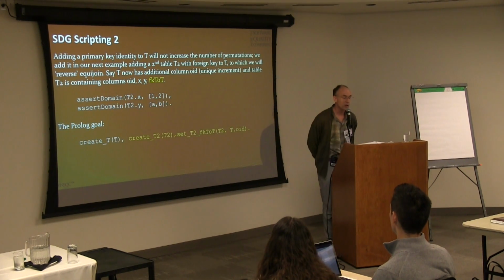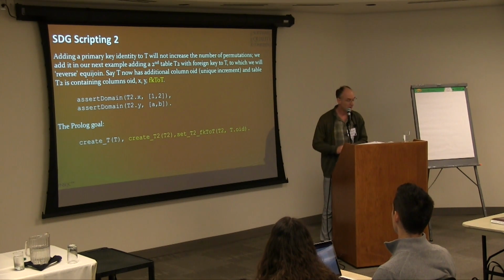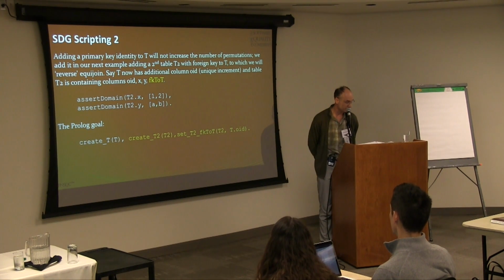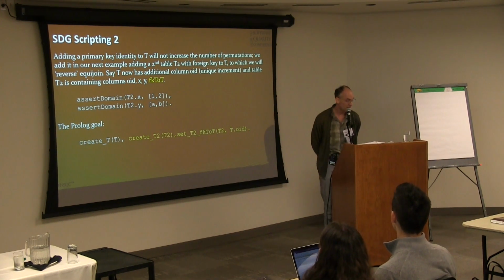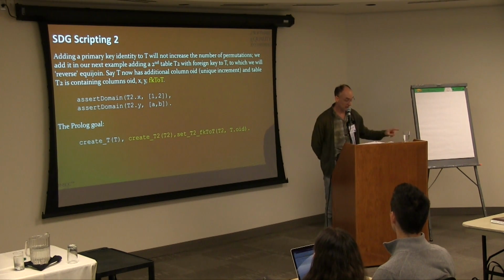Now we'll get a little trickier and we'll add a second table into the mix. The second table has a foreign key. This is where you'll have to have some relational database background over to the first table. So there's an additional column on table 2 called FK to T, which is basically the primary key ID over to that table.